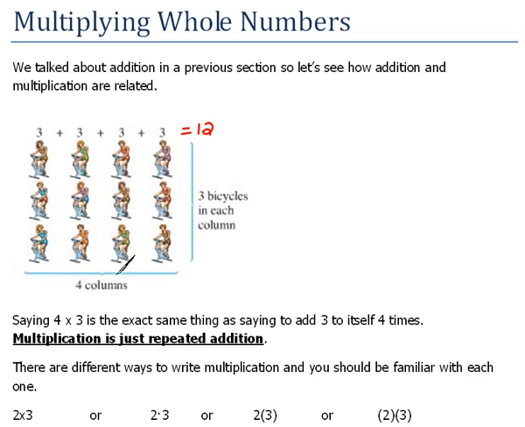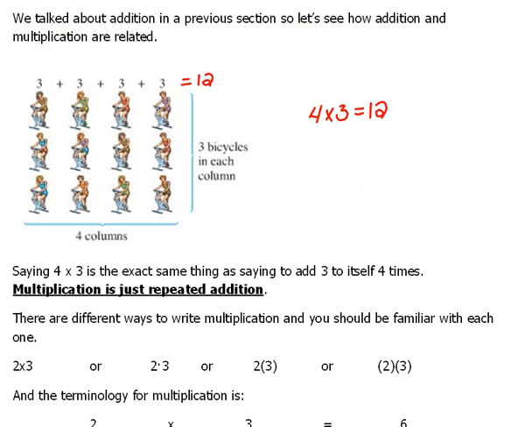Or we could also say that we have 3 4 times. 4 times 3, which is also 12. Saying 4 times 3 is the exact same thing as saying add 3 to itself 4 times. Multiplication is nothing more than just repeated addition.